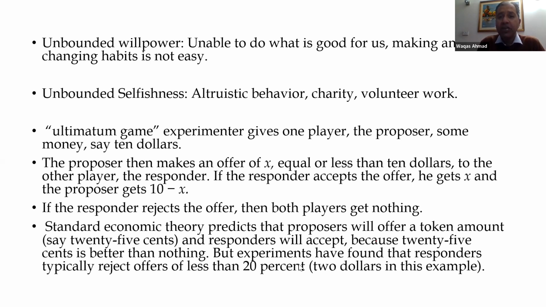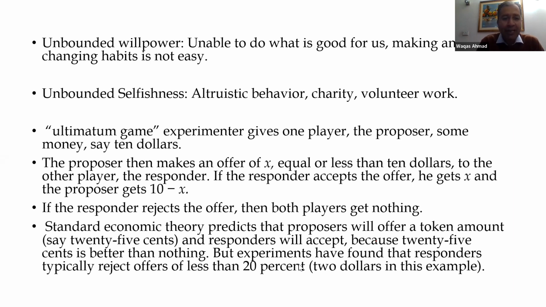Why? Because changing habits, making habits is really tricky. And human beings, even when they know that something is good for them, that does not necessarily mean that they are going to practice that thing. So we have this problem of willpower. So we don't have unbounded willpower in reality. Even unbounded selfishness is not there. So we see people have altruistic behavior. People give, even in a country like Pakistan, people give tons of money to different kinds of charity. They do volunteer work, because if we focus only on this narrow sense of selfishness, then we cannot explain this.